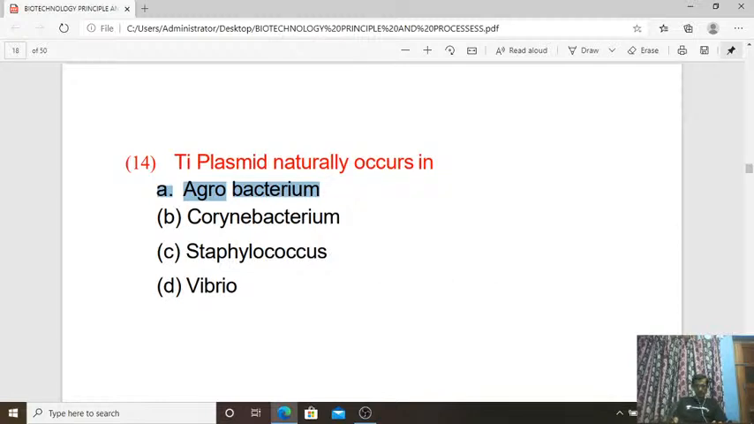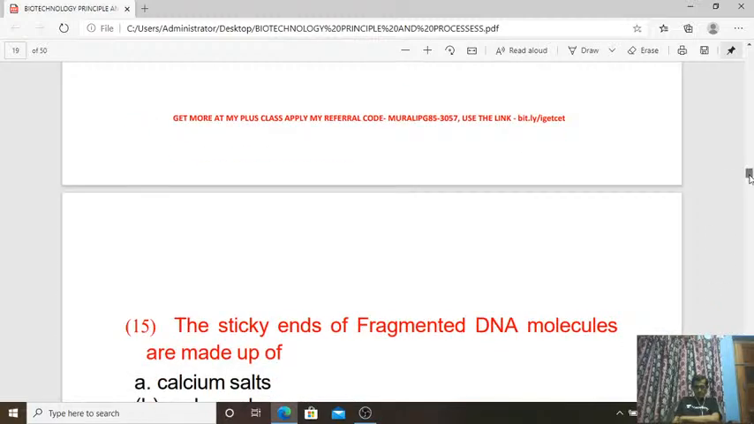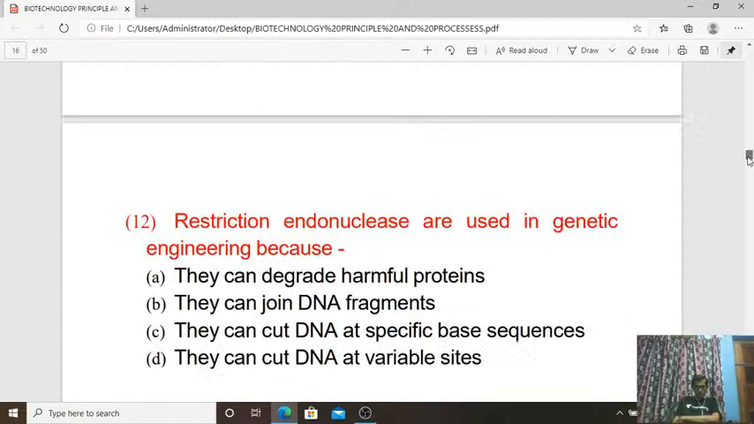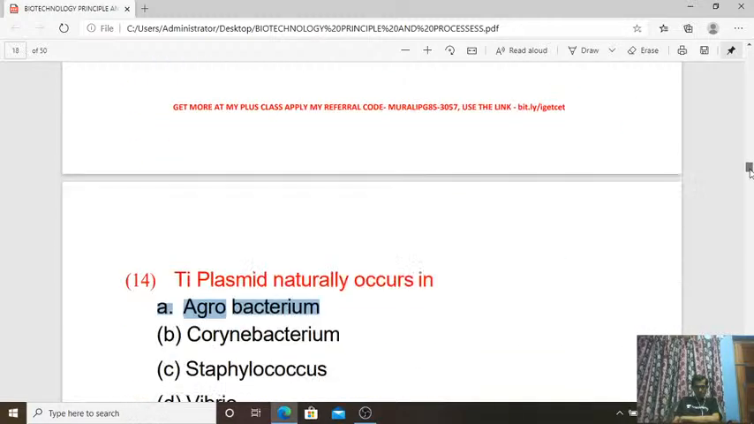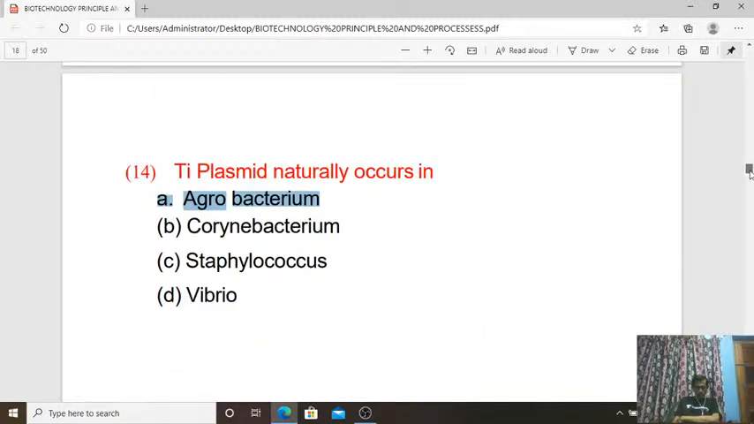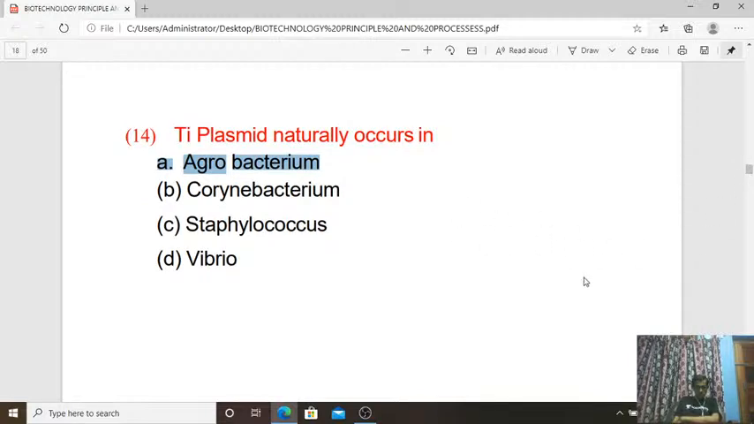Agrobacterium tumefaciens causes crown gall disease in plants. The Ti plasmid carries the tumor inducing nature. So for the 14th question it is Agrobacterium tumefaciens.